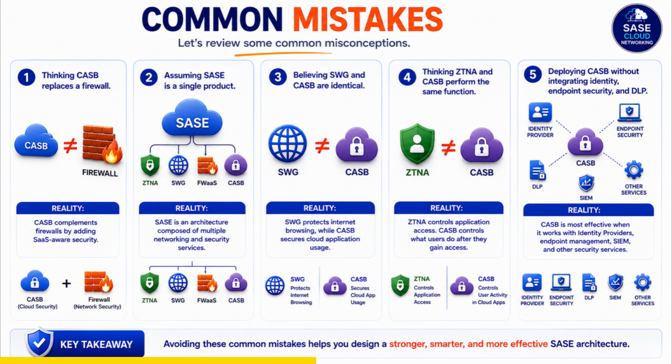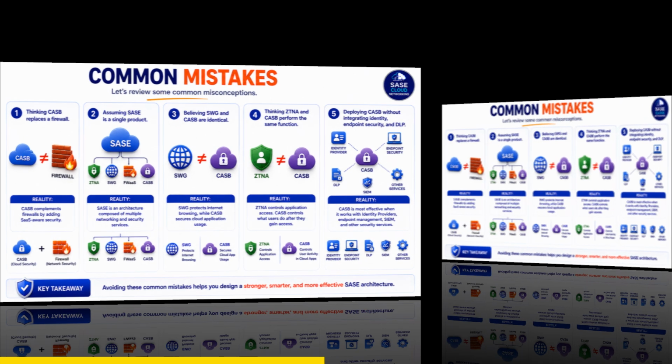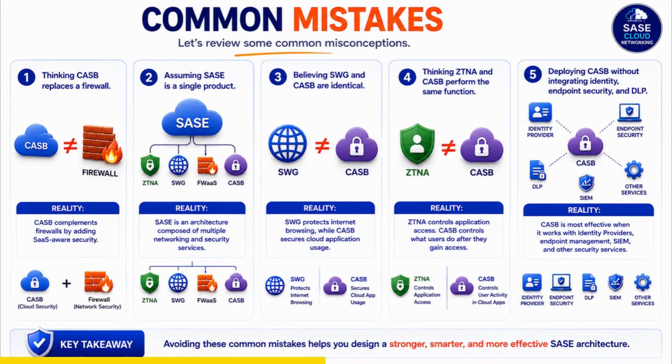Common mistakes. Let's review some common misconceptions. Mistake 1. Thinking CASB replaces a firewall. Reality: CASB complements firewalls by adding SaaS-aware security. Mistake 2. Assuming SASE is a single product. Reality: SASE is an architecture composed of multiple networking and security services. Mistake 3. Believing SWG and CASB are identical. Reality: SWG protects internet browsing, while CASB secures cloud application usage.